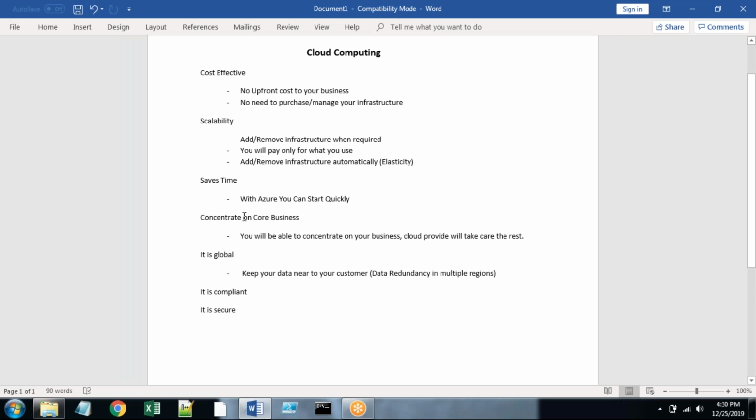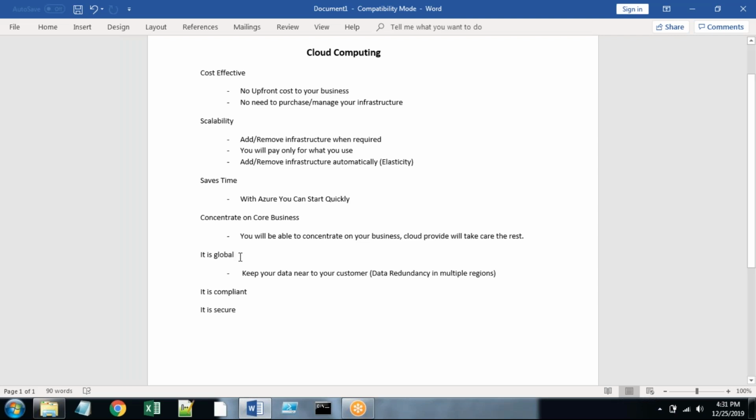The other thing is concentrate on your core business. When you have your e-commerce website, you can concentrate on your core business like improving the sales, or getting more customers. So you will be concentrating on your core business that is important to you. The remaining things that take care of hosting the website or security and all will be taken care of by your cloud provider. So that is how Microsoft Azure will help you in concentrating on your core business.